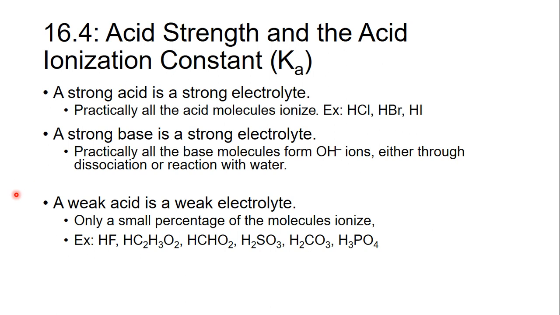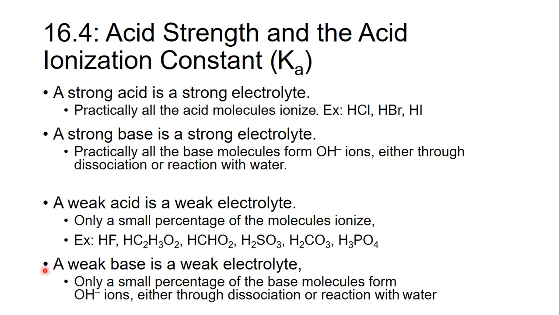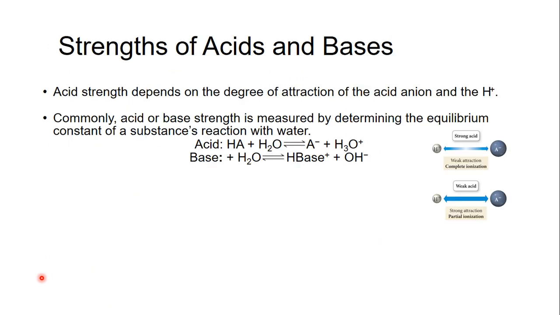While a weak acid is a weak electrolyte, only a small amount of the molecules will ionize. For example, with acetic acid, roughly only 6% of the acetic acid molecules will give away their hydrogen, while the other ones will stay together as acetic acid. That's what we mean by weak electrolyte. And a weak base is also a weak electrolyte, so only a small percentage of weak bases will make OH minus, right?